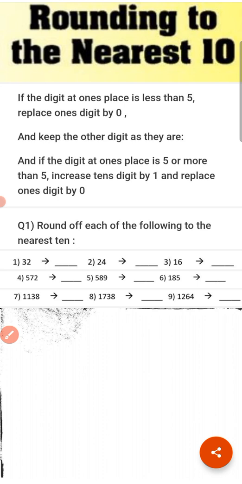So children, today you learned how to round a given number to the nearest 10. Hope you all understood this topic. If you have any doubt about this topic, please send me a message. Okay. Thank you.